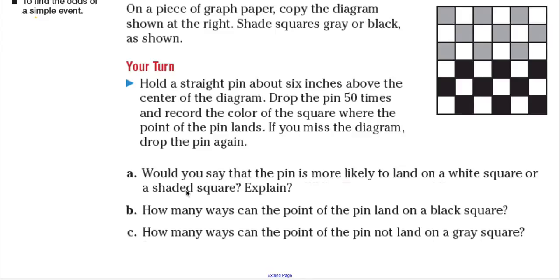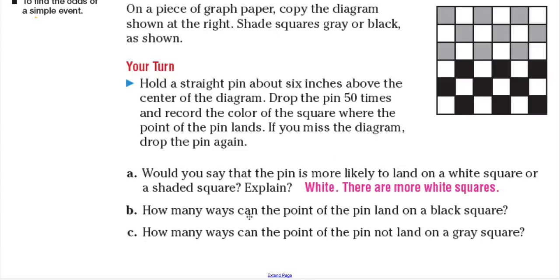Would you say that the pin is more likely to land on the white square or the shaded square? Okay, if you notice, it will more likely land on the white square. Why? Because obviously there are more white squares than gray or black squares.